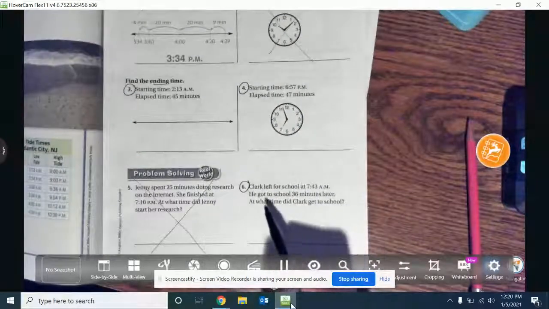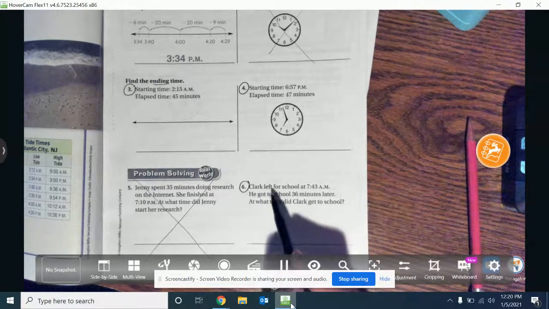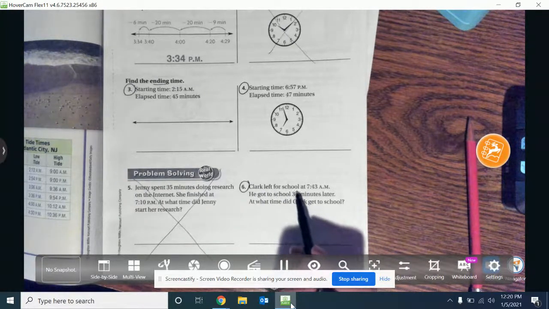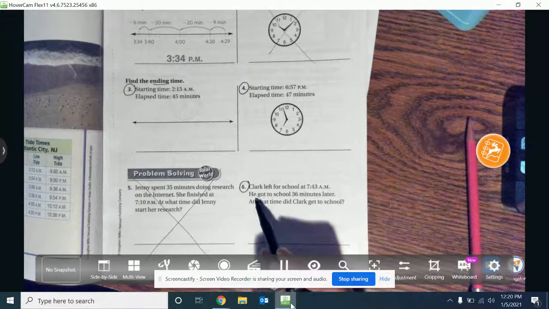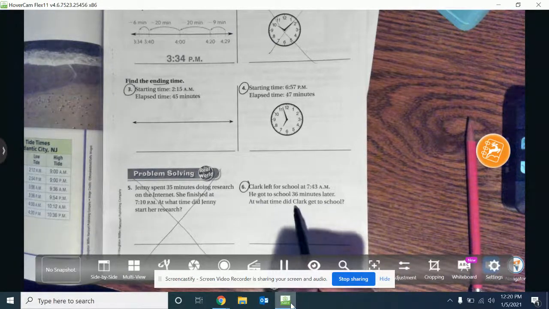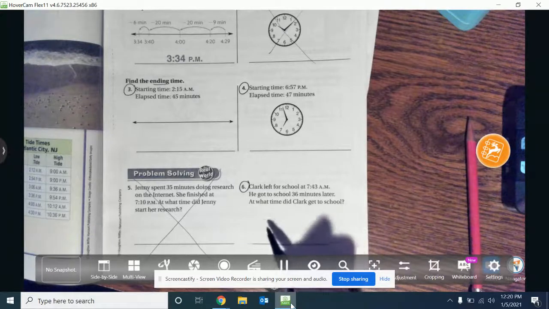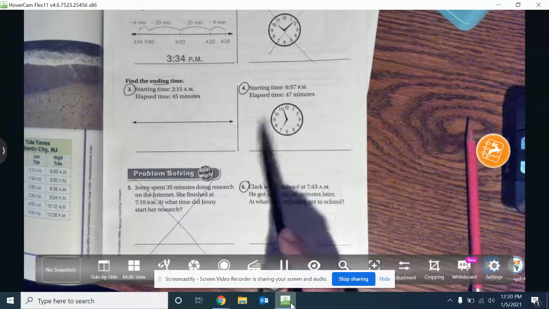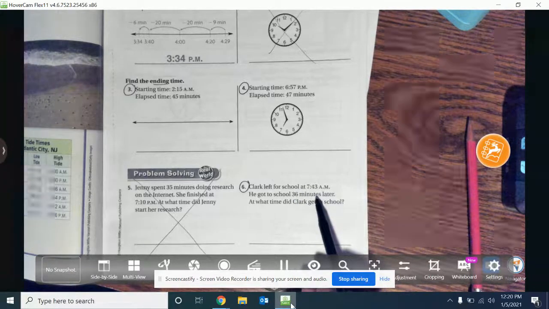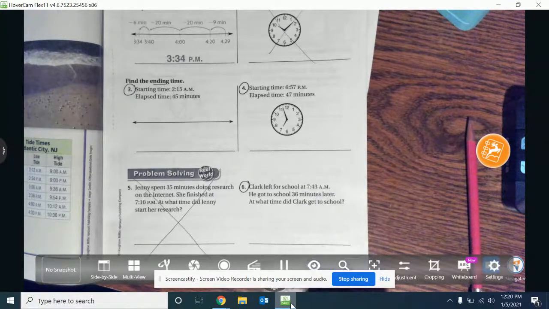And number 6, read the word problem. And I'm going to read it for you guys. Clark left for school at 7:43 a.m. He got to school 36 minutes later. At what time did Clark get to school? So you can either do a number line or you can use a clock to figure out what is 37 minutes after 7:43. Okay?